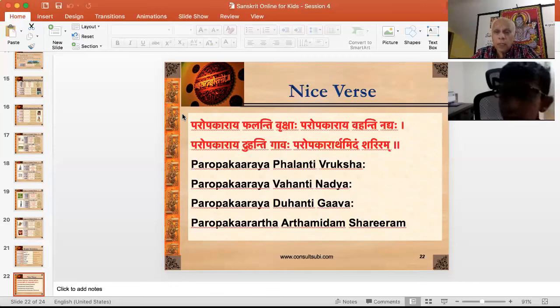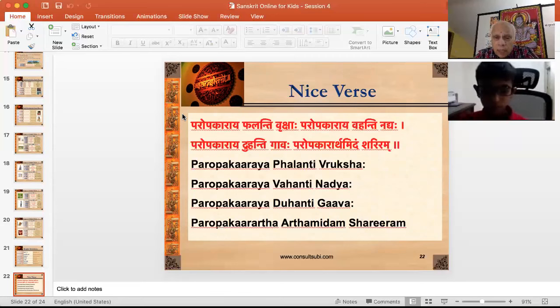So the water is provided by the rivers to help others. Likewise, you have Paropakaraya Duhanti Gavaha. Gavaha means cows, plural. Duhanti is giving milk.